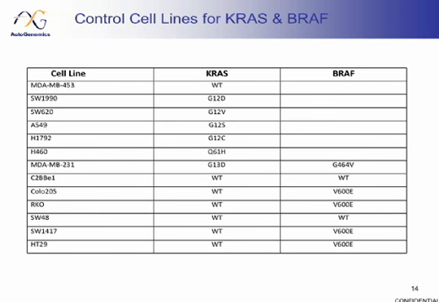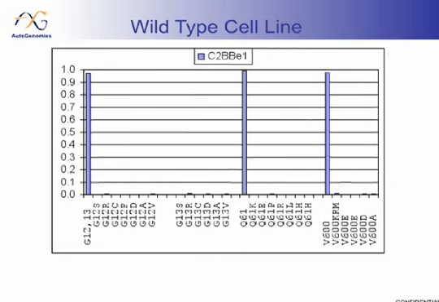Here's an example of the signal that's seen for a wild type cell line. You see in our assay, almost all of the signal for codons 12 and 13 are in the wild type channel, Q61 wild type channel, V600 wild type channel.